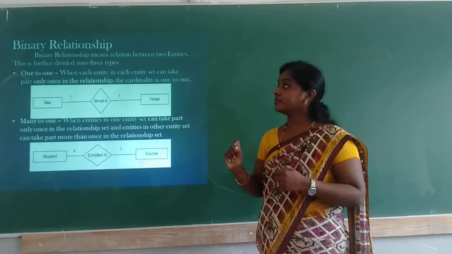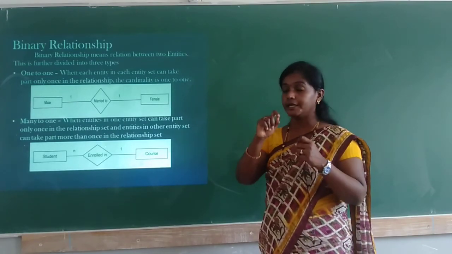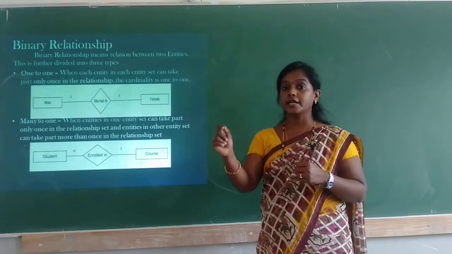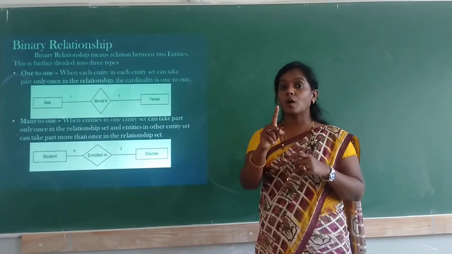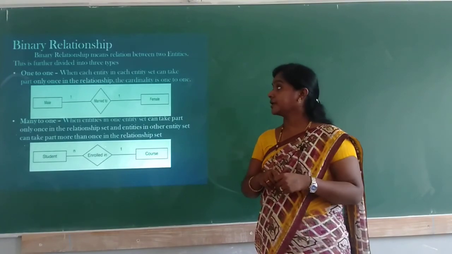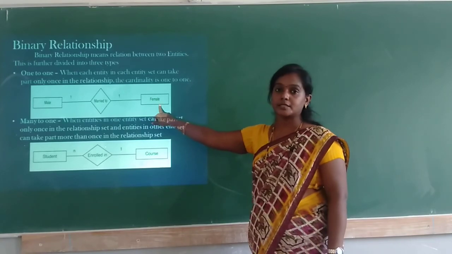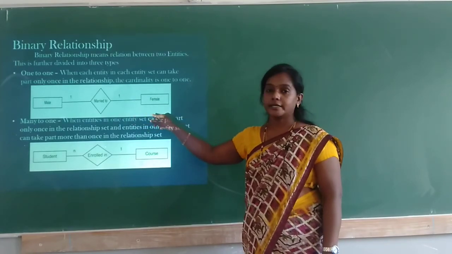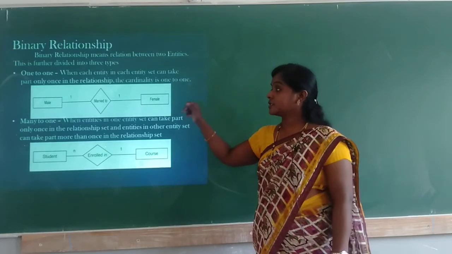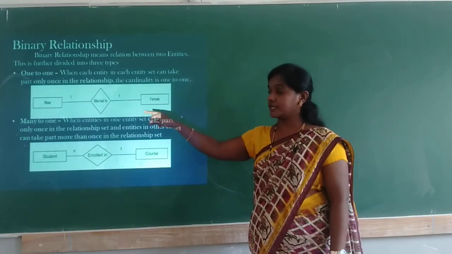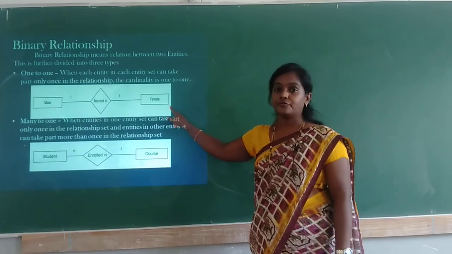So one-to-one means each entity in an entity set can take part with only one instance of the other entity. Okay, only one person can marry another person. So this is an example for one-to-one relationship, that is, one male is married to one female.